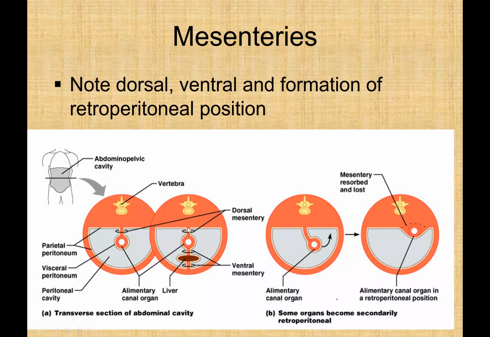So we have the dorsal mesentery and we have the ventral mesentery. And then these mesenteries will actually fold to connect the organs within the abdominopelvic cavity or the abdominal cavity. So this is just to show a transverse section of the abdominal cavity. And this is how we see it when we look at the retroperitoneal side.